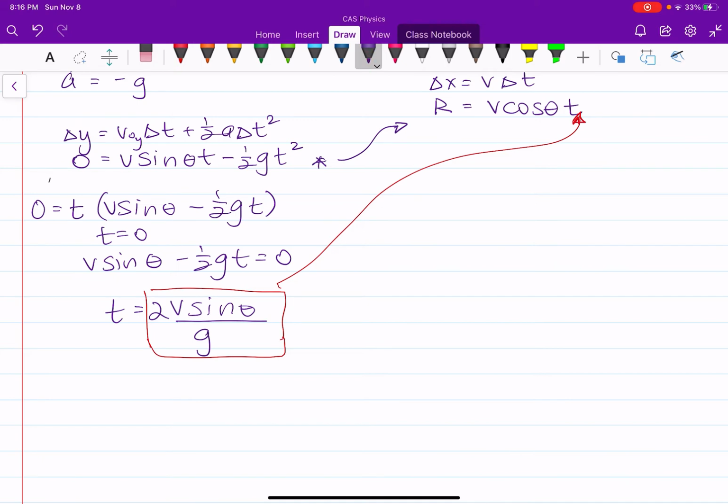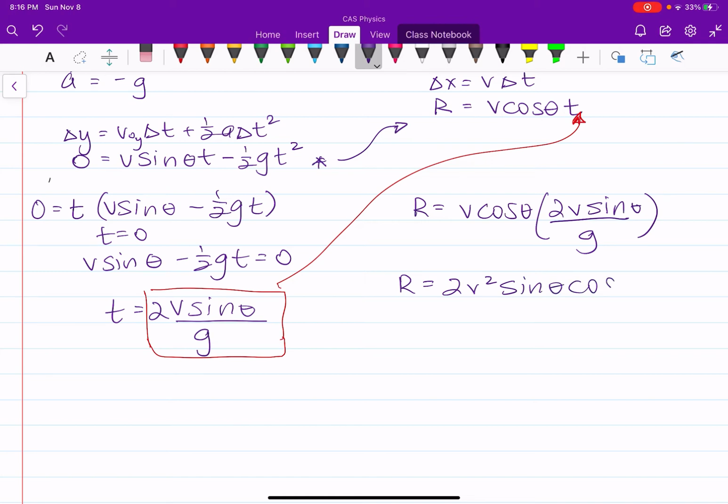So doing that, I get r equals v cosine of theta times 2v sine of theta divided by g. All right, so now simplifying this, r equals 2v squared sine theta cos theta divided by g.